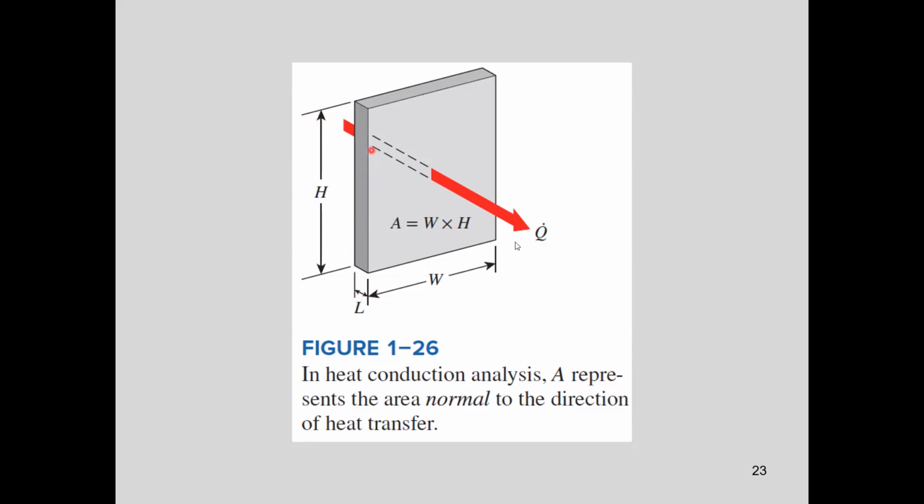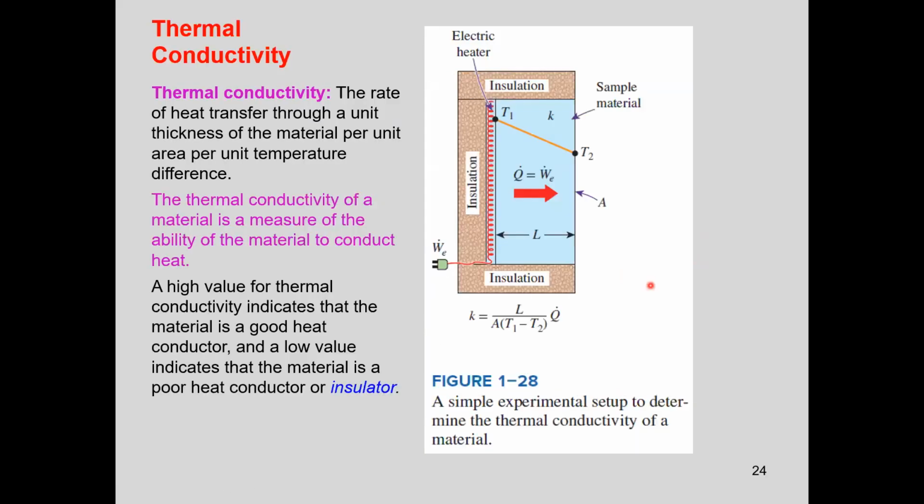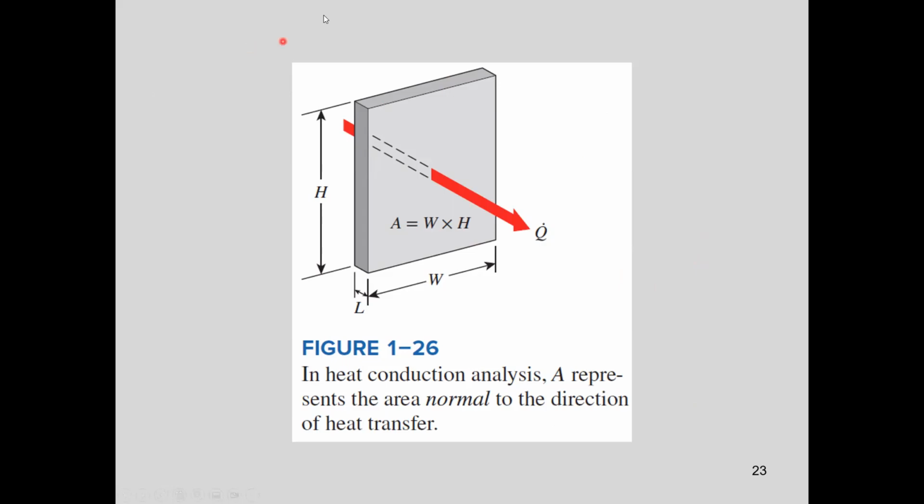Heat transfer is in the thickness direction. Heat transfer is normal to the area, right? Normal to the area. A, the area, represents the area normal to the direction of heat transfer. Okay, any questions? Are there any questions?